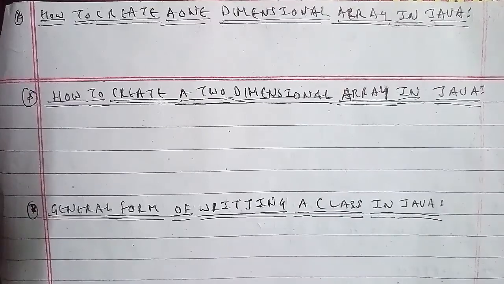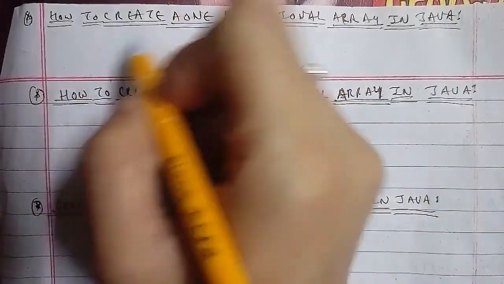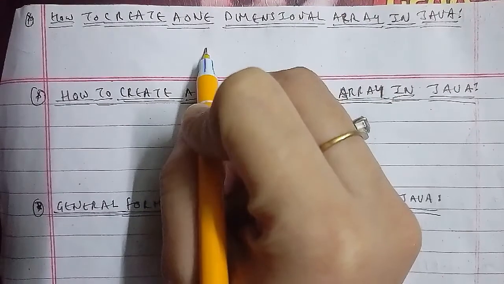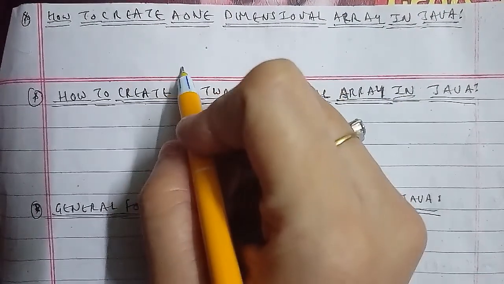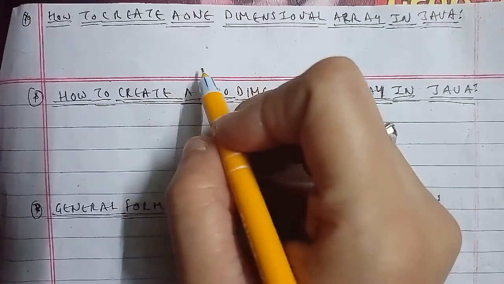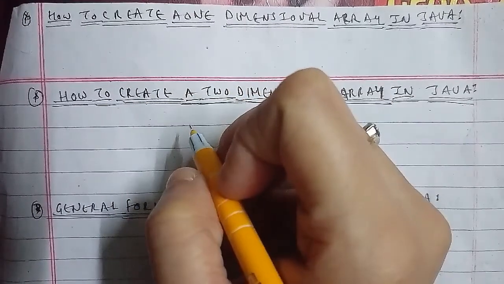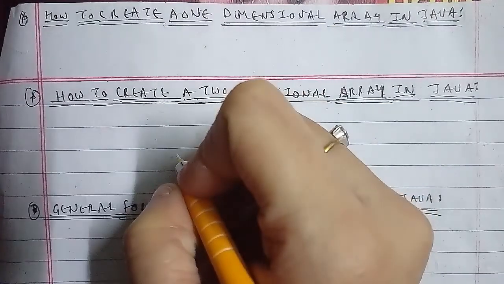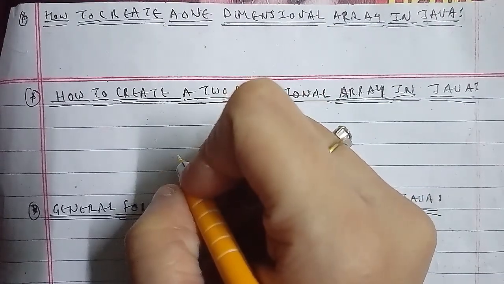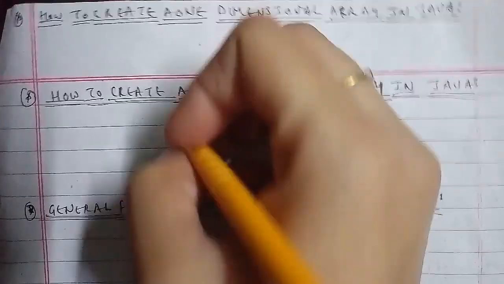So as I told you, we'll start with how to create a one-dimensional array in Java. You have to know the syntax of declaring the array very well, and that has been asked in many examinations when they ask about arrays. So how to create a one-dimensional array in Java, you have to be very clear about it.